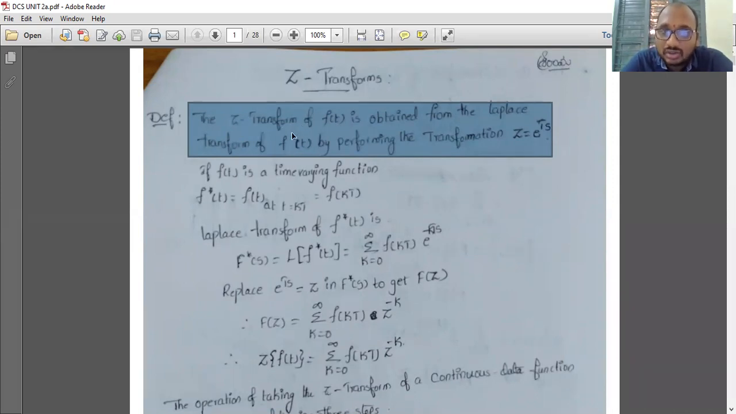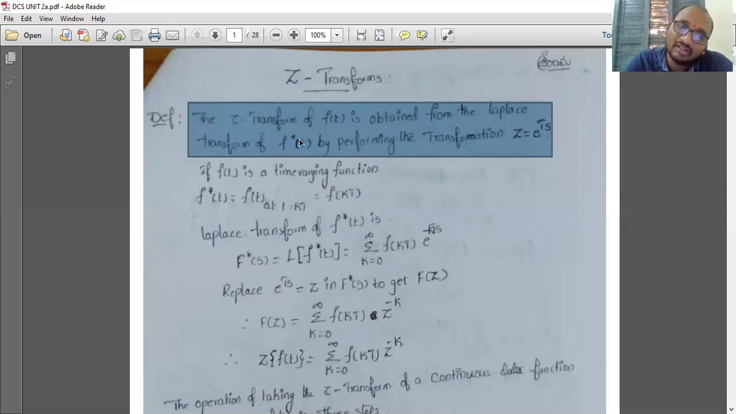F star of t is nothing but the sampled signal, our discrete signal. F of t is a continuous time varying signal. F of t is always a continuous time varying signal. We have to find the Laplace transform for f star t. F star t is nothing but the discrete signal. You have to first find the Laplace transform for our discrete signal, the equivalent signal of f of t.